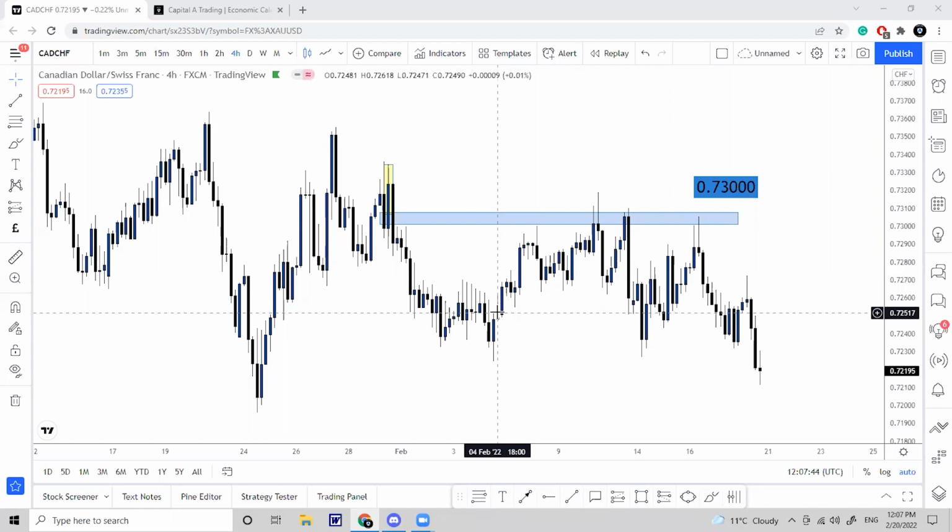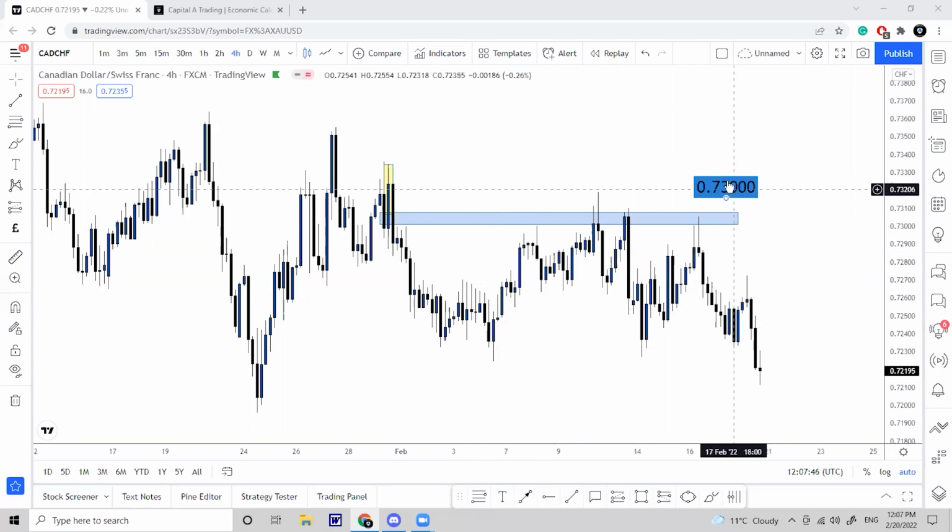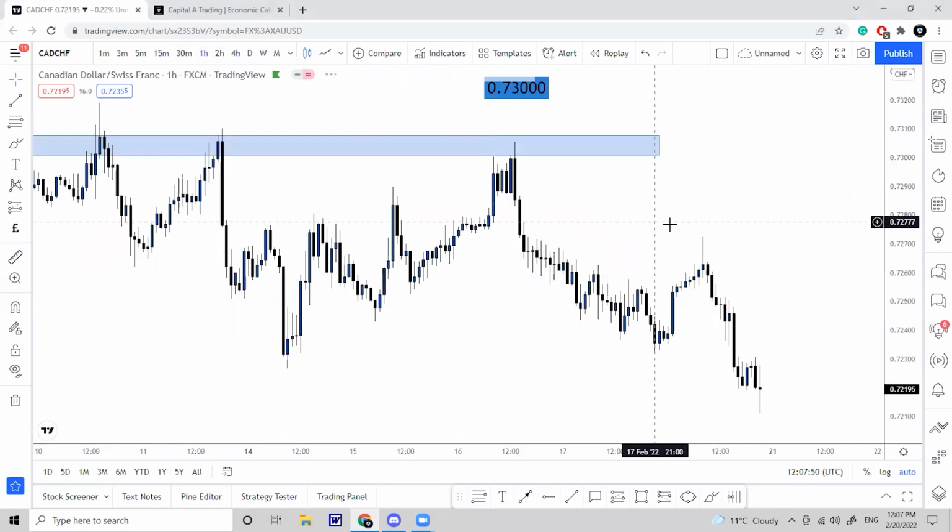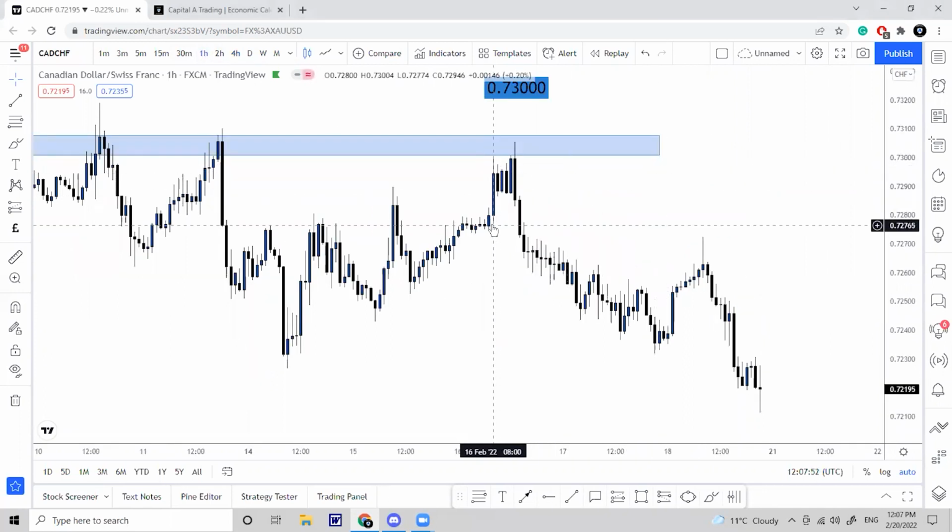Okay, we'll just start off with the success stories from last week. This was the CAD Swiss franc. Again, I was mentioning that 73 level, the key number. We saw some institutional play. I'll just quickly give it to you here on the hour. I want to show you how at 8 o'clock in the morning, price came up, hit the 73 mark, bang on, right there at the top of that blue candle.